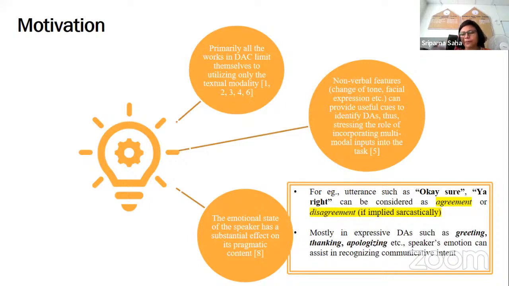So if the speaker is happy and saying okay, sure, then this is a kind of agreement. But suppose the speaker is very angry and is saying okay, sure, then this is an example of a disagreement. So basically here, our hypothesis is that we'll be using the multimodal information. We'll not only be relying on the textual representation of the utterances, but we'll also consider the other modalities like the image and basically the audios and the videos. And also we'll consider the emotional state of the speaker. So the idea is that the emotional state of the speaker has a substantial effect on the pragmatic content.